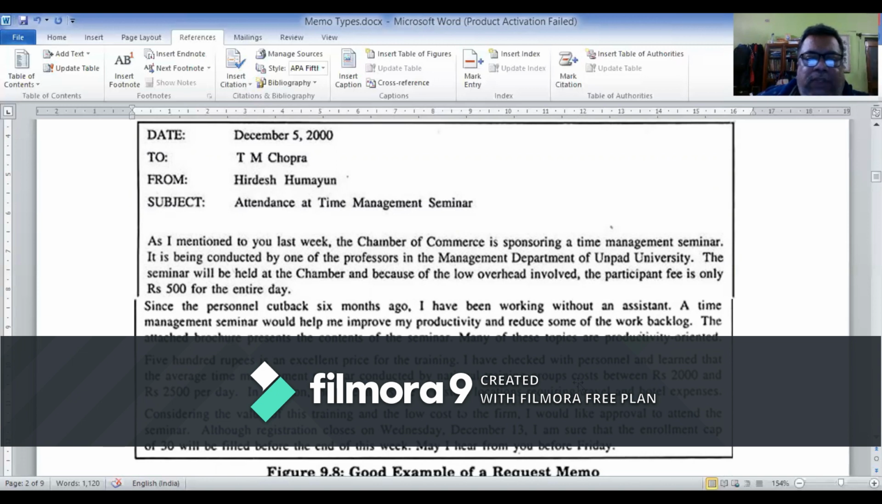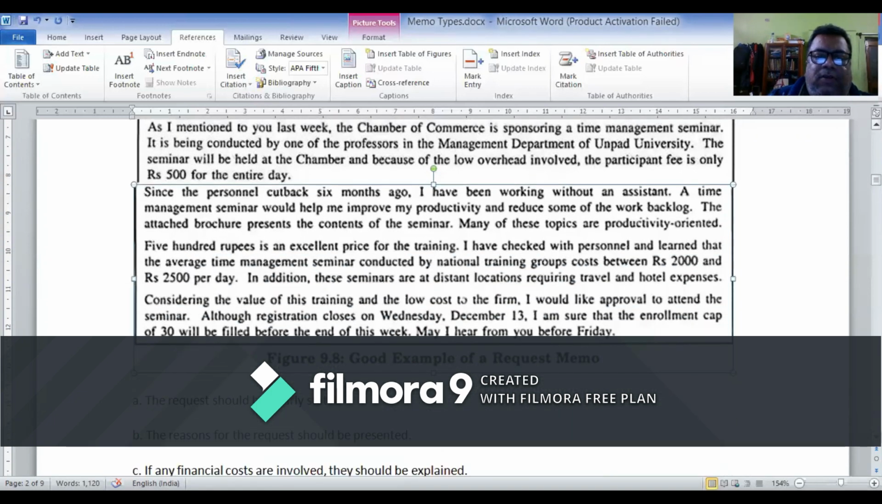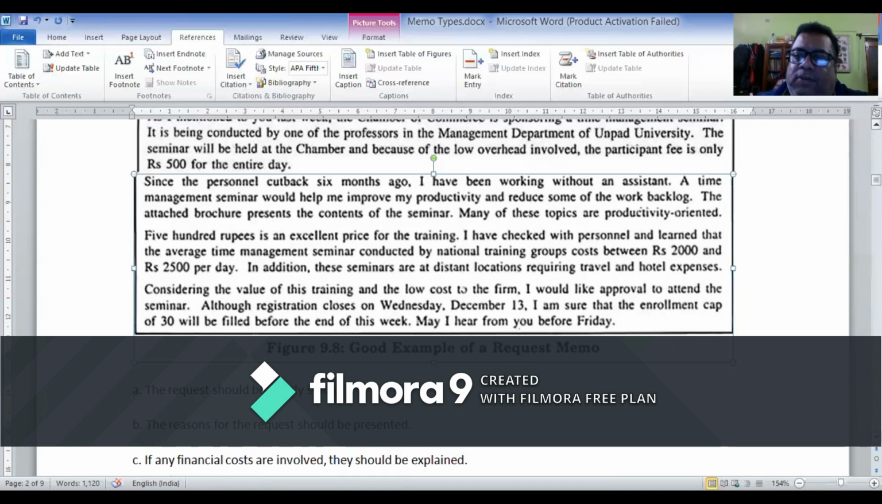Okay, he further goes on to justify the cost. He says that though this seminar is charged 500, similar seminars are charged anything between 2,000 and 2,500 per day. And not just that, they are also located elsewhere, which means that it entails some travel and hotel expenses. Right. And last but not the least, he signs off by indicating when he needs the approval. So he tells the authority very clearly, spells it out, that though there is a deadline, there is also a rush given the low pricing and the good offer. Okay, and so he very clearly mentions as to when he needs the approval.